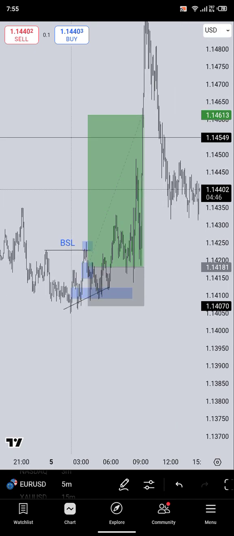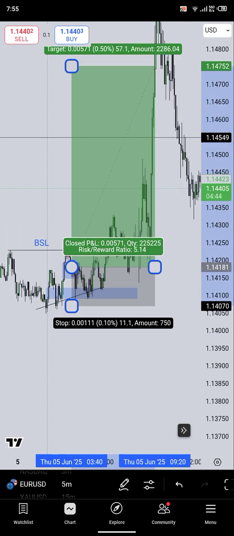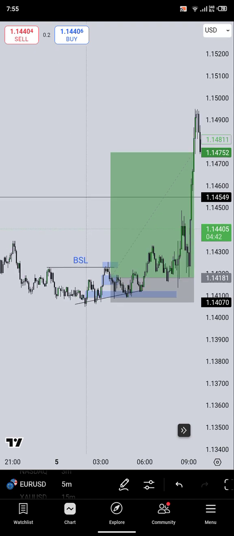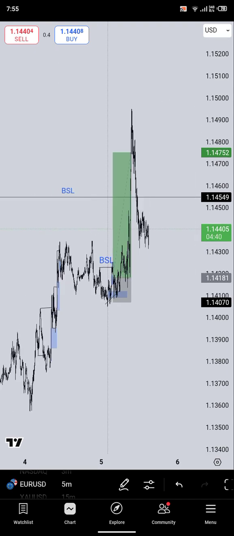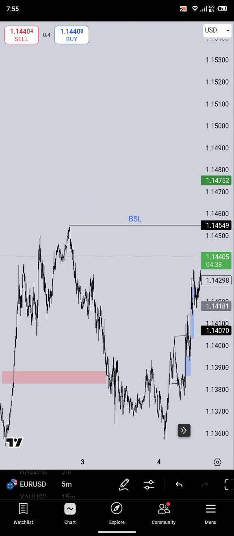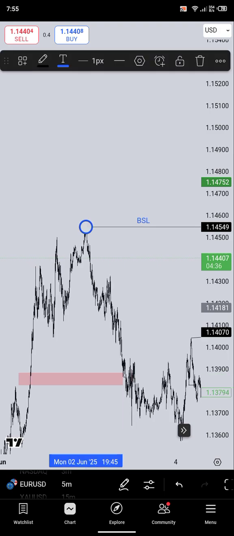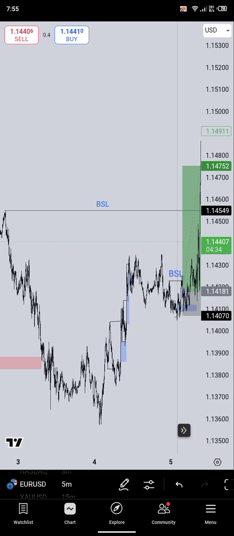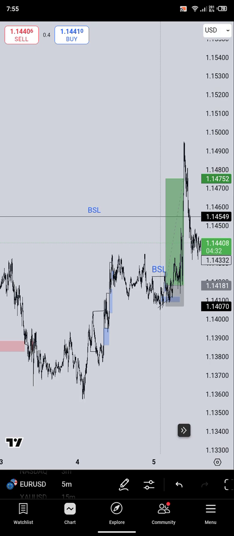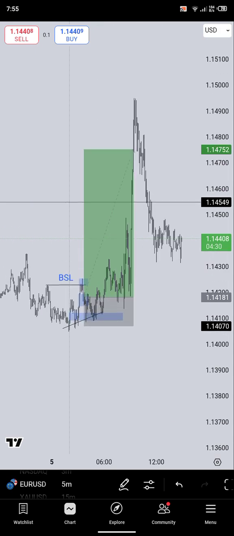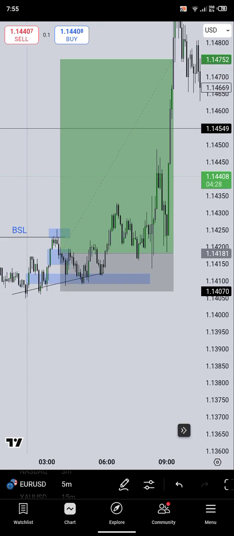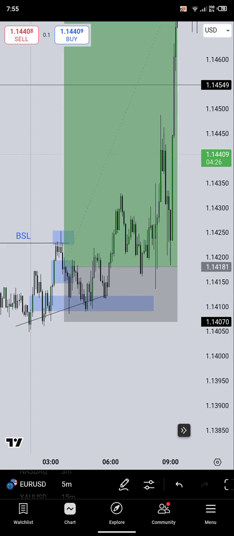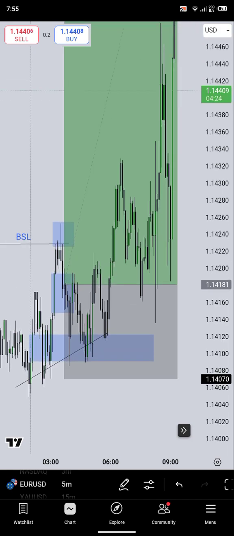Just like that, targeting this buy side liquidity here. And price delivered that nicely. But notice how we had to hold through all this.